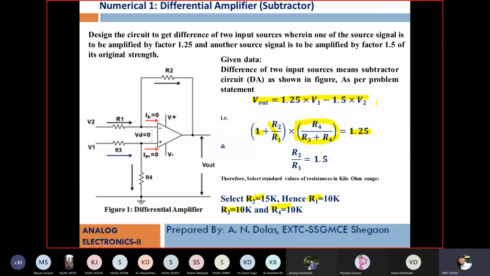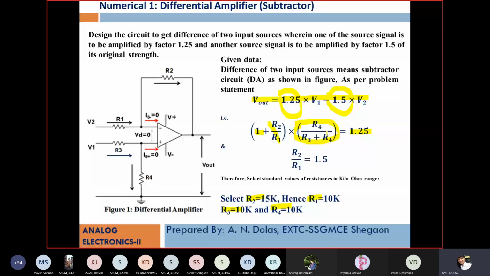Output formula is equal to 1 plus R2 by R1 into R4 upon R3 plus R4 into V1 minus R2 by R1 into V2. I have not written this formula completely here, you can see I have directly used this term and the 1.5 term directly. The actual formula you have to write while writing the notes and later on solve it.